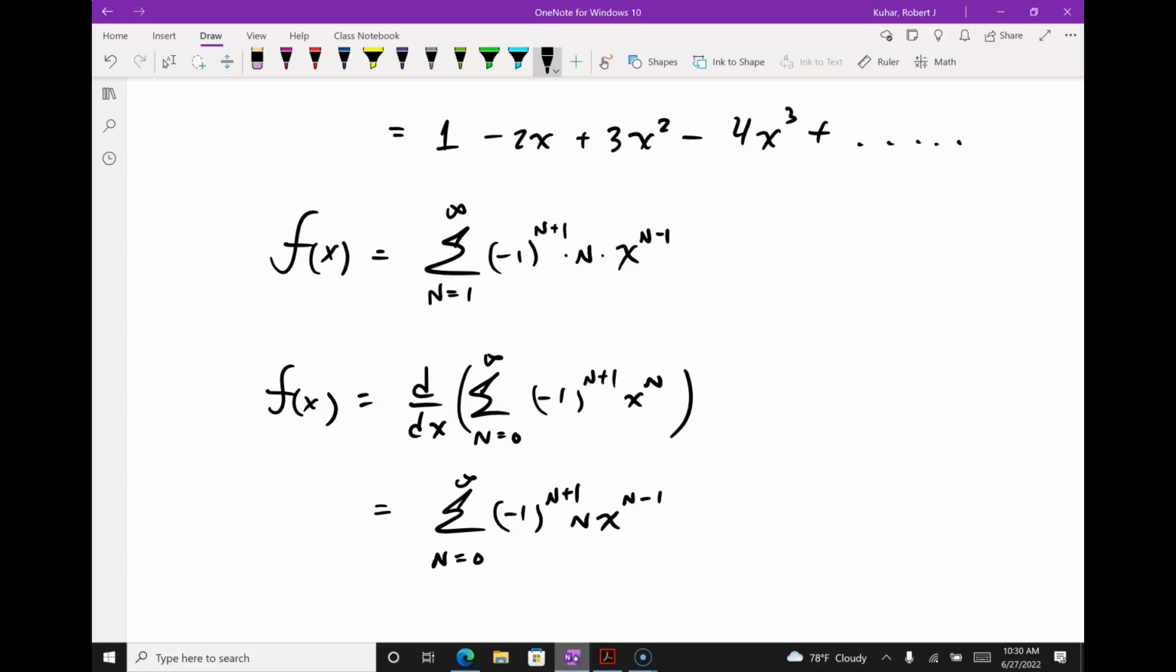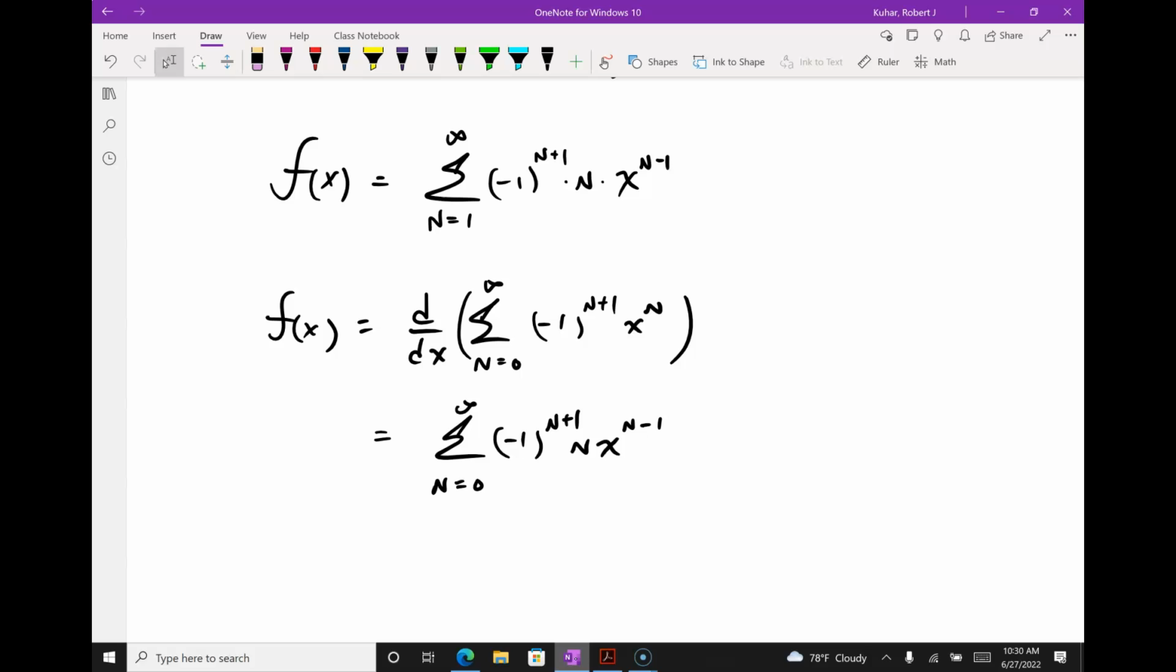But notice I'm starting at a different index, right? If I start at that index, I get a nonsense term out of it. You see, let's start writing out my terms here. When n is 0, I get a negative, and then for x, I get a 1 over x. And then I get the rest of the terms, right? But of course that first term is nonsense.